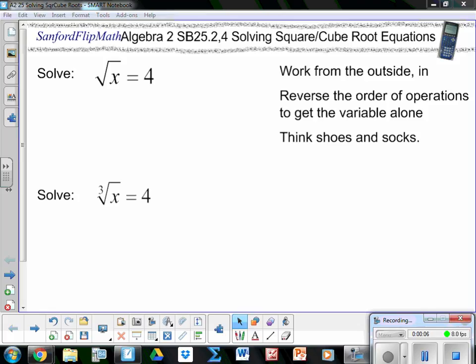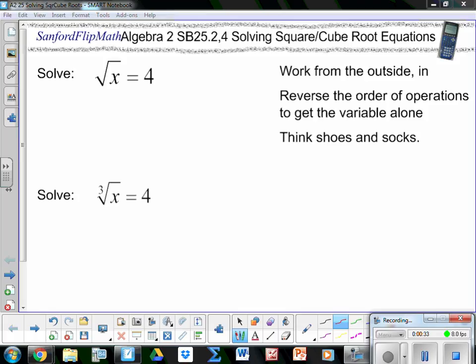We are still diligently working through the Springboard book, and we are currently in what they would call Activity 25. This video is about solving square root and cube root equations. And just a reminder that when you're solving, as you already know, you want to be thinking about what undoes something.